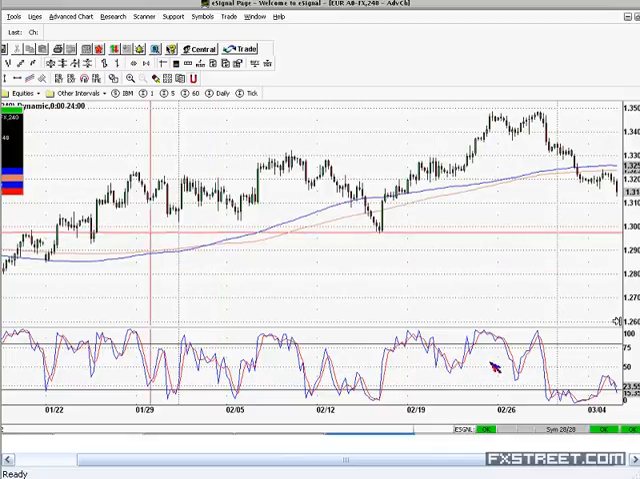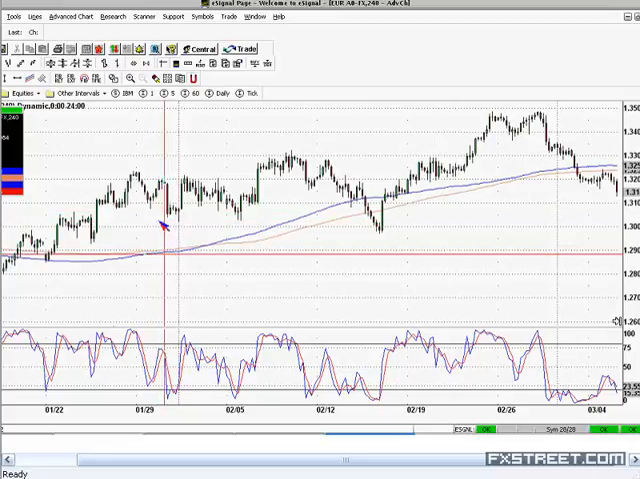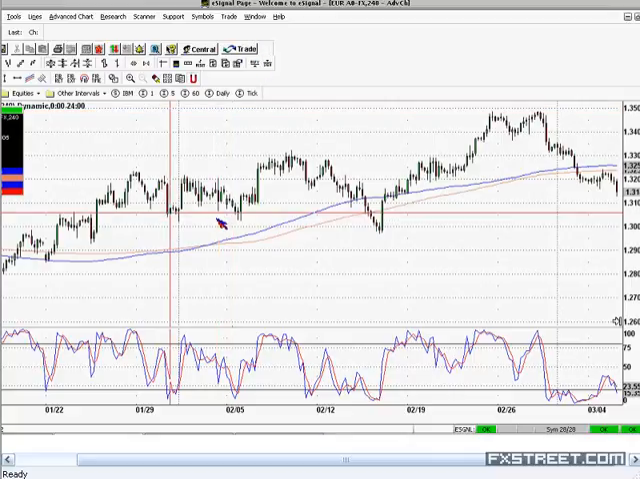How do you determine your target? My target is up to you. I mean, that's where risk management comes in. I would start with 1-to-1 risk reward and trail the stop. You could also use 2 times risk reward, or you can use the stochastics and wait for stochastics to cross above 80. So let's look at another example here.